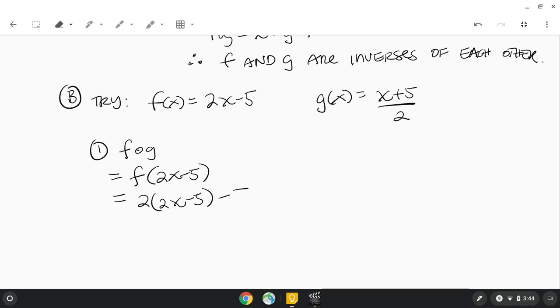What am I doing here? Hold on a second, going too fast. Come on, eraser. Okay, here we go.